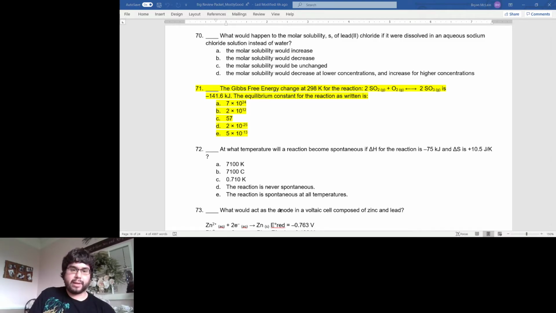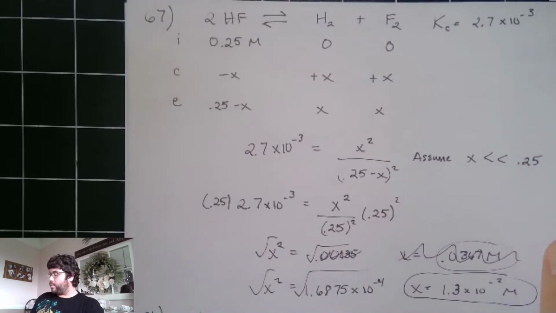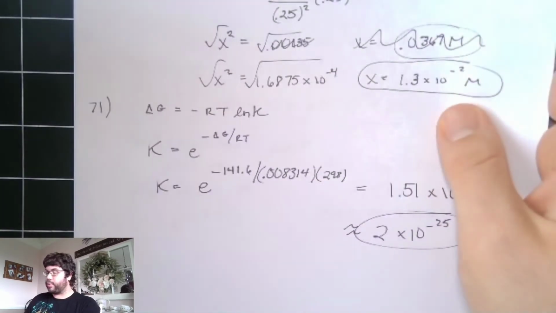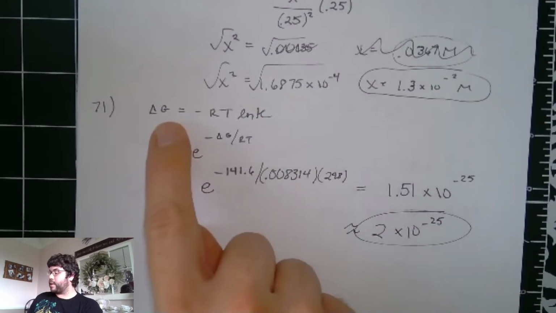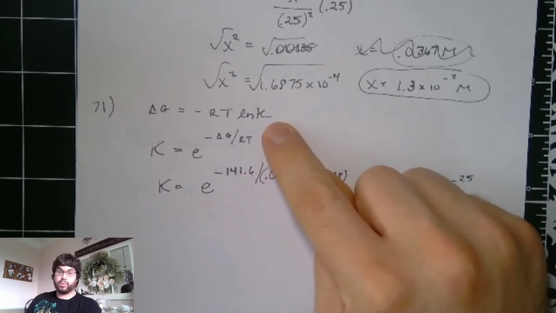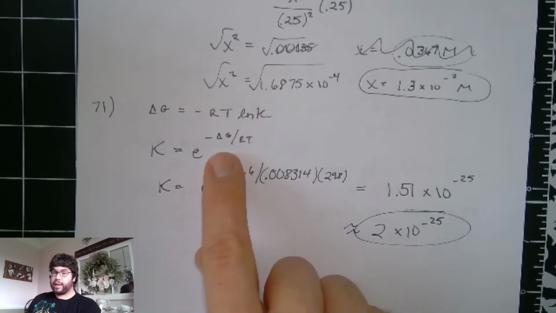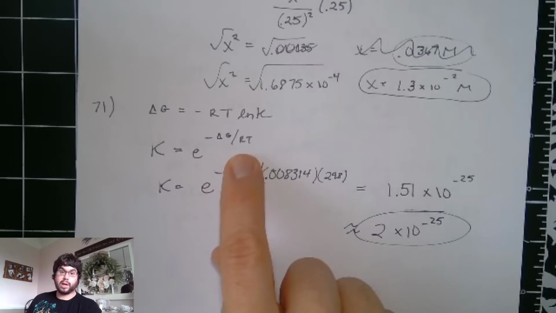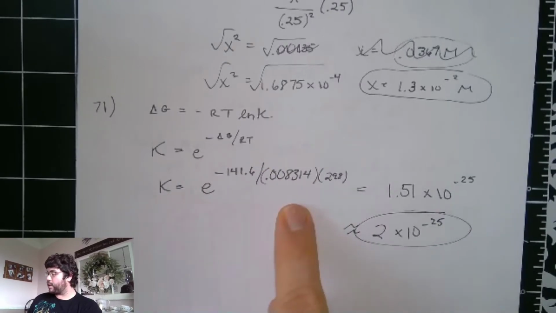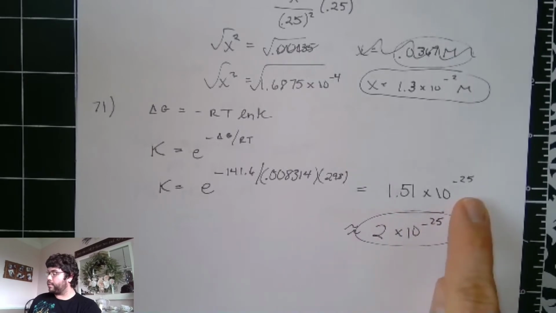This one's not too bad. This is just a simple number crunch. So remember that the equilibrium constant is also a part of the Gibbs free energy, and delta G is equal to minus RT times ln K. So if we want to solve for the value of the equilibrium constant, that would be K equals Euler's number raised to negative delta G over RT. And so just plug in the numbers, and we get 1.51 times 10 to the negative 25th.